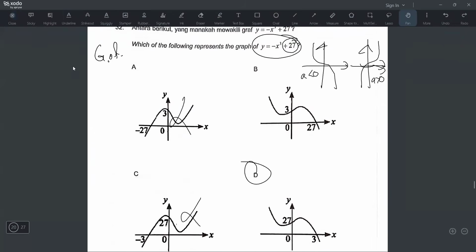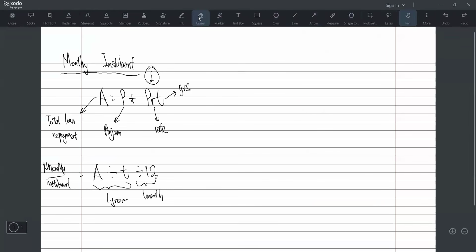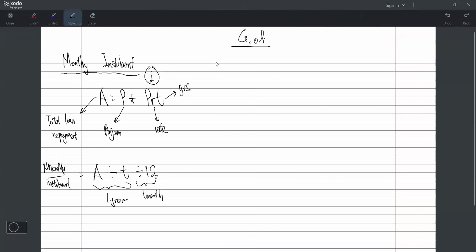Okay, I'm just gonna give you my notes. So I think I'll write it here. So under graph of function. So when we have y equals to mx plus c, you will get a straight line. And if the m is positive, it looks like this. If the m is negative, it looks like this. And we call this linear.